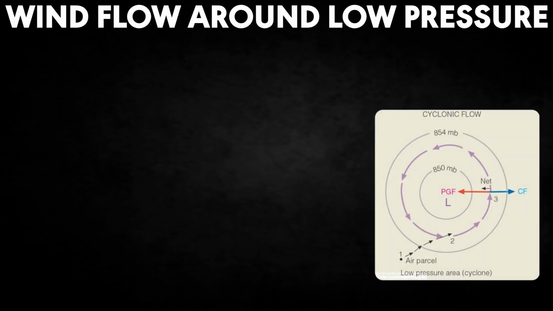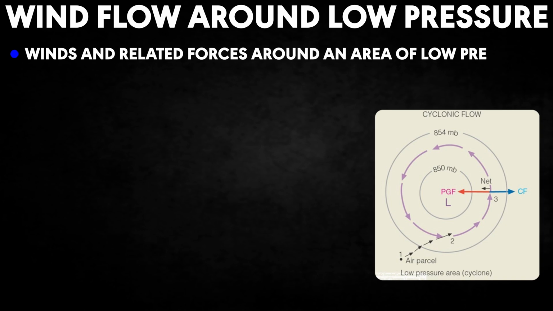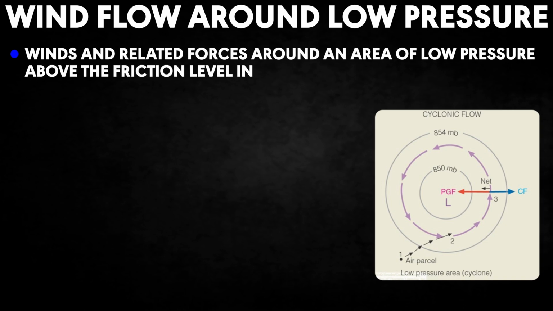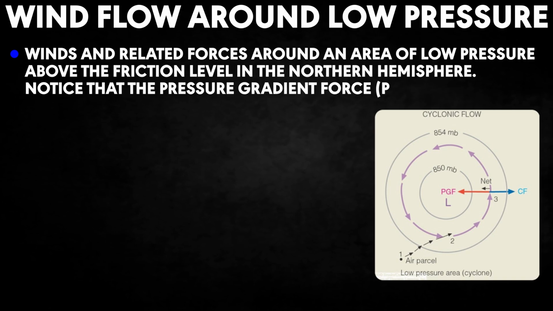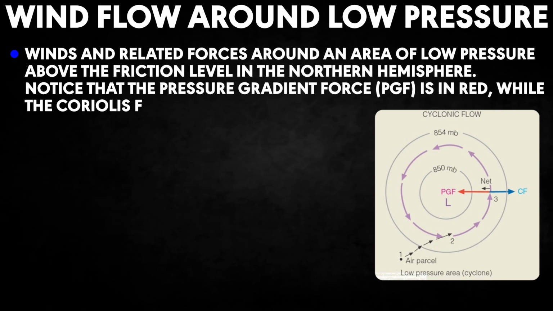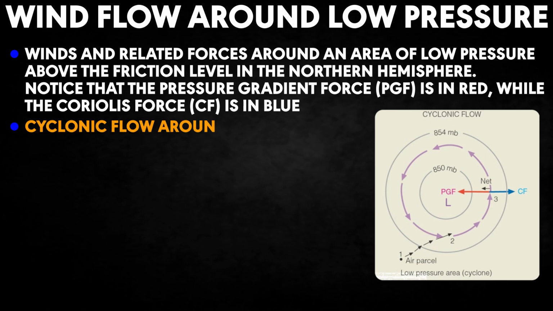Wind flow around low pressure. Winds and related forces around an area of low pressure above the friction level in the northern hemisphere. Notice that the pressure gradient force, PGF, is in red, while the Coriolis force, CF, is in blue. Cyclonic flow around a low.